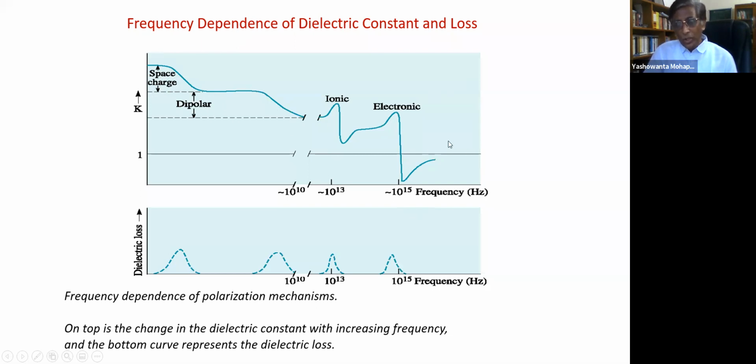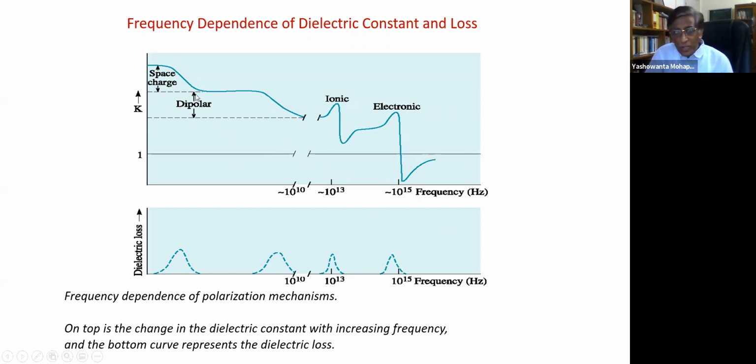So for very small frequency, everything contributes. But as I increase the frequency, they can't respond. Dipoles can't respond to light frequency, so I drop my epsilon r. Ions are very heavy, so they cannot respond to almost light frequency. Only electronic polarization can respond to the light frequency. I'll give problems in the home assignment to try to decide these.